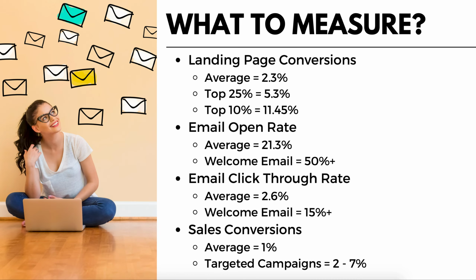Here are some things we want to be measuring. First thing, landing page conversions. What we're talking about here is, of all the people who visit and see your landing page, what percent of them convert, meaning they provide their email and they opt in. An average rate is about 2.3%, which means that the majority of people that come to the page just aren't going to convert. However, in the top 25%, it's around 5.3%. In the top 10%, it's 11.45%.